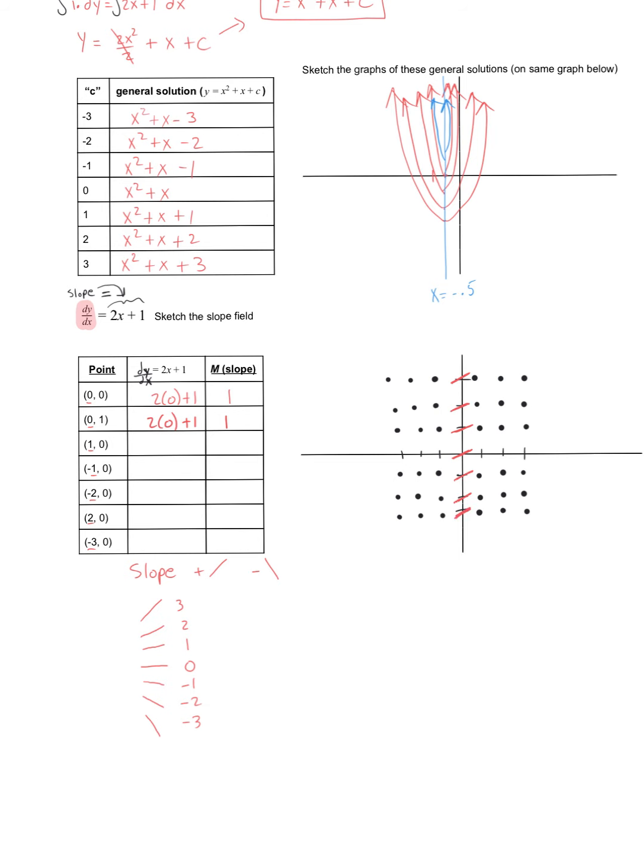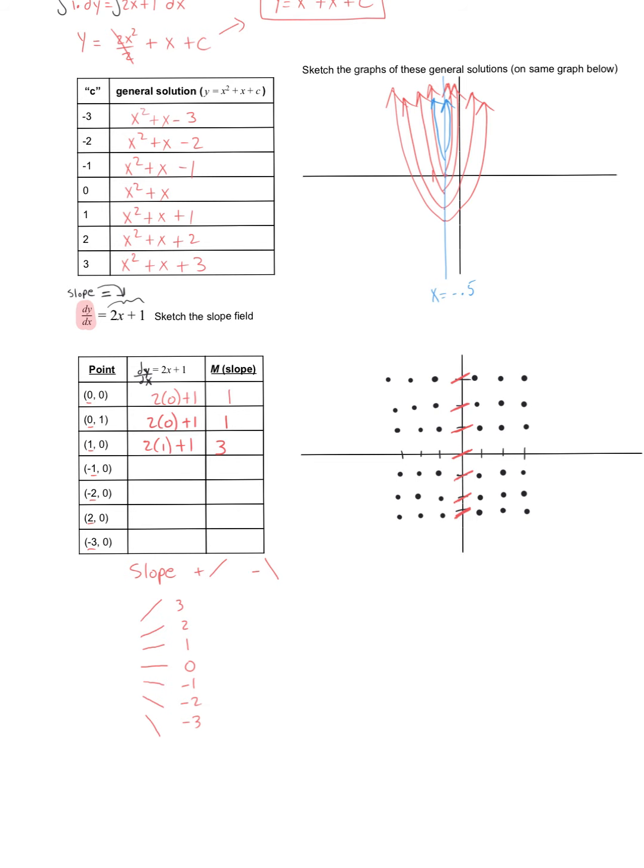Okay, let's go to a different x value. All right, let's go out here to 1, 0. Let's plug in this point. Again, I plug in 1 for x. So I have 2 times 1 plus 1. Well, that gives me a slope of positive 3. So the slope here is going to be a little bit steeper than this slope of 1.